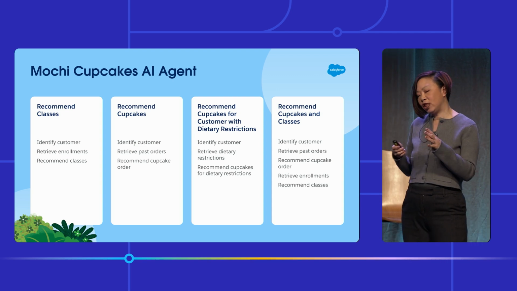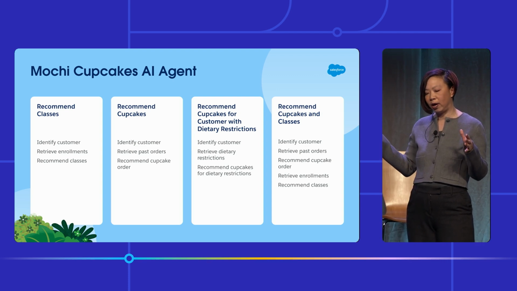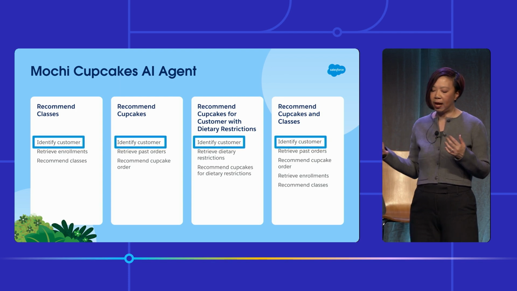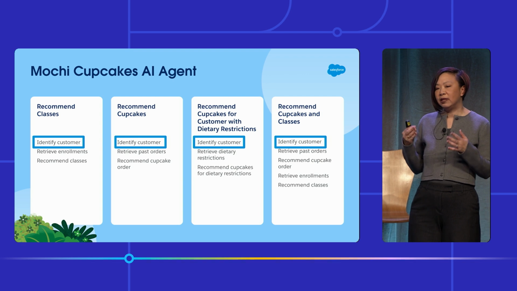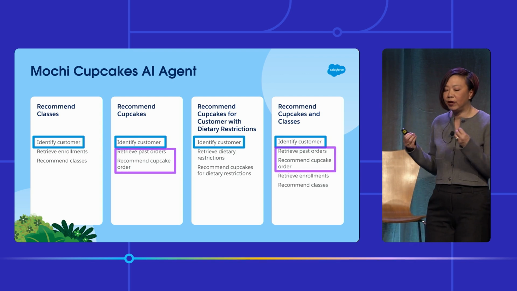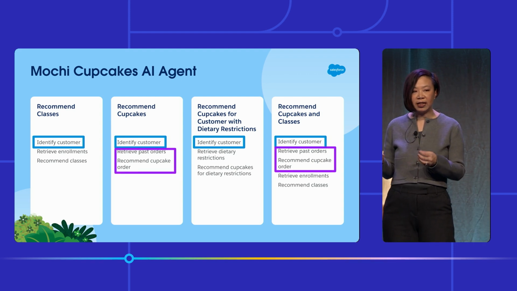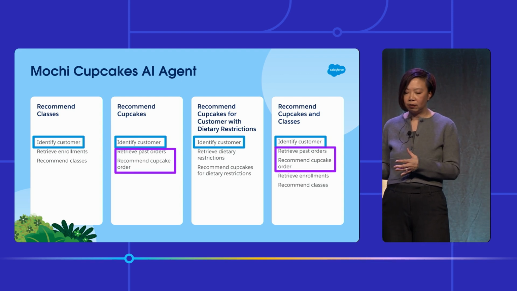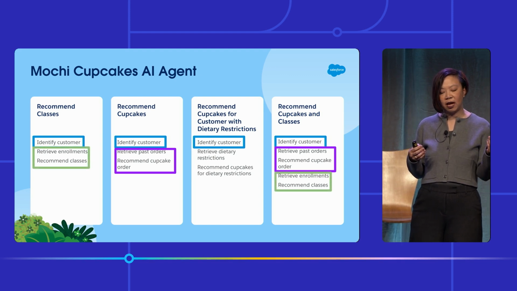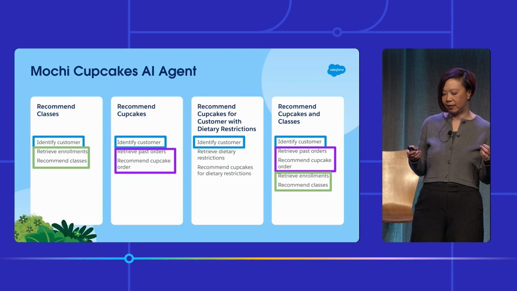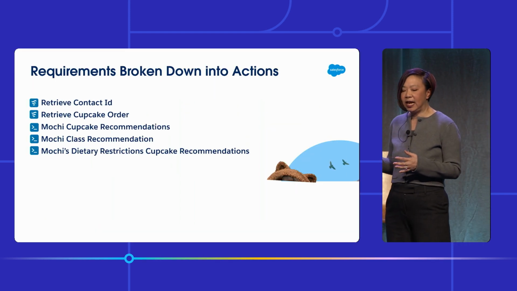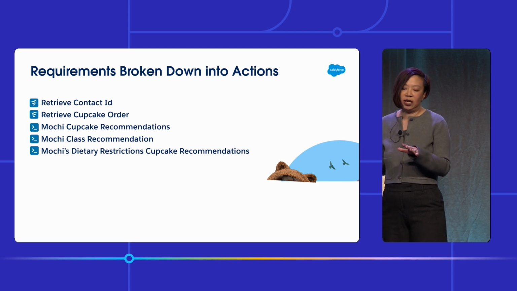Now, when we take a look across all 4 tasks, we can identify some commonality between them. So they all have the need to identify the customer. Then some of them have the need to retrieve past orders and then recommend the cupcake order. And then we have 2 of them that need to retrieve the enrollments of the customer and then recommend classes. So ultimately, this translates into these actions for the agent.